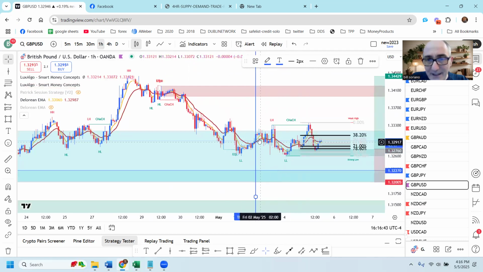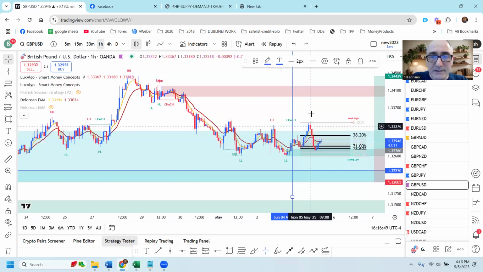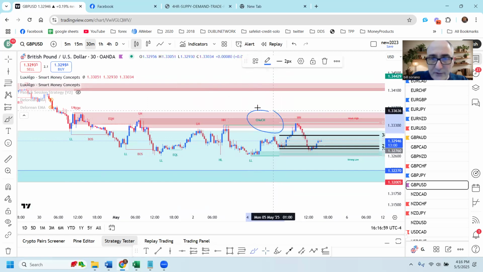Okay, comes back down. Now we get another move up here, above, kind of right here. Price kind of stays above. And then what happens is you get a change of character right here. So I'm going to get rid of this one. You see the indicator is giving you this.